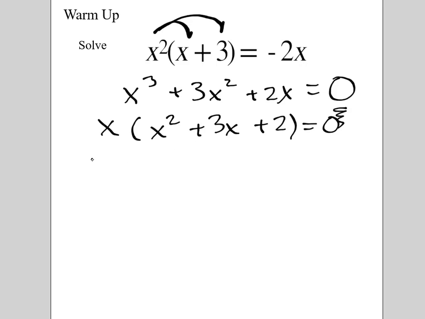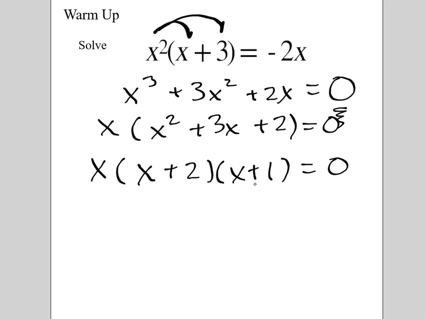So now once the x is out, it stays out front, and then if I look inside the bracket, it's actually a simple trinomial. I've got a 1 in front of the x squared, and the two numbers would be 2 and 1. So x plus 2, x plus 1, and it's all equal to 0. And now I have the condition I'm looking for. I have three things multiplied together to equal 0.